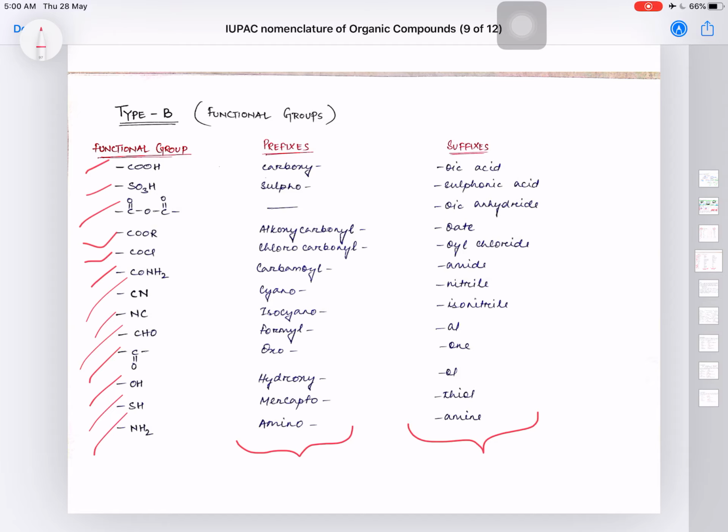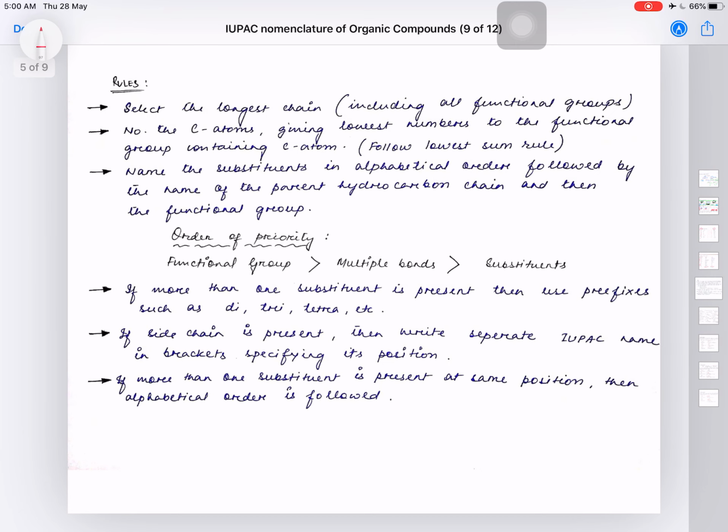Now let us come to the rules for writing IUPAC nomenclature. In different textbooks you will get so many rules. All the rules are the same, they have just been separated and written differently, so it becomes a little complicated to understand. So I have summarized all the rules and I will give you a short way to write.